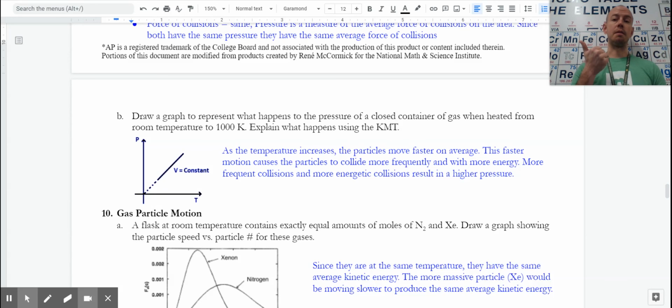We need to recognize that more frequent collisions causes more pressure because that's more force per unit area over a certain time, and more energetic collisions would also be that. So both of those result in a higher pressure.